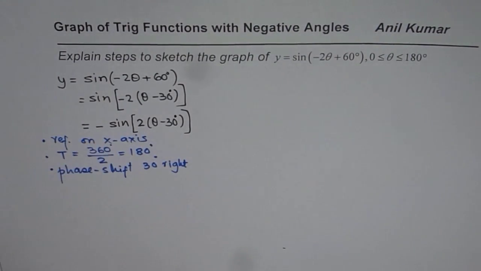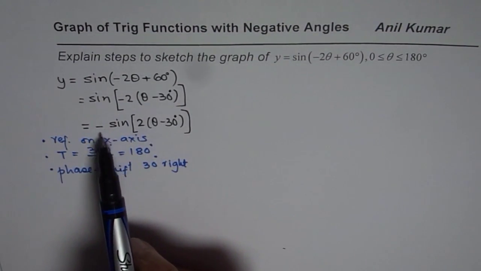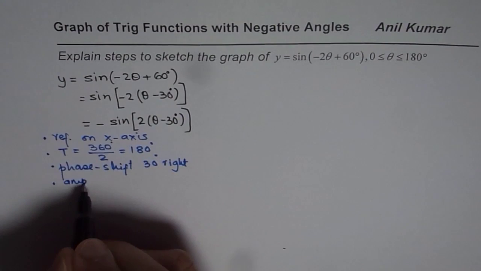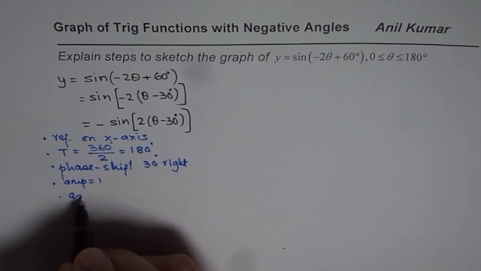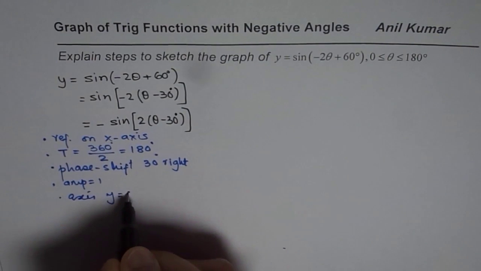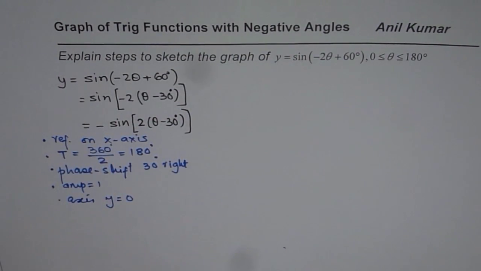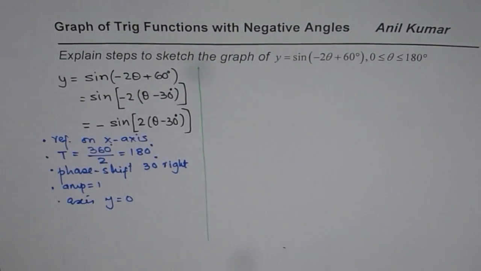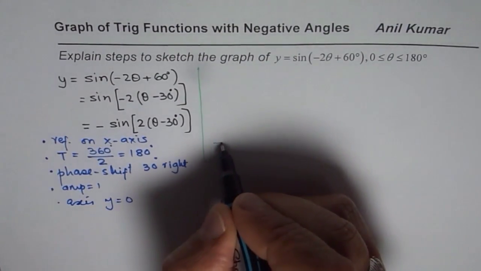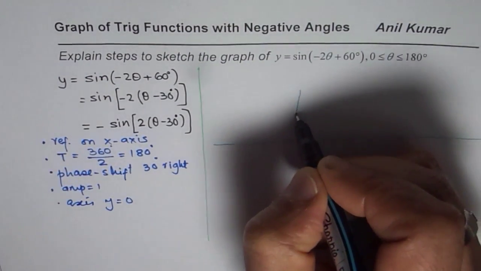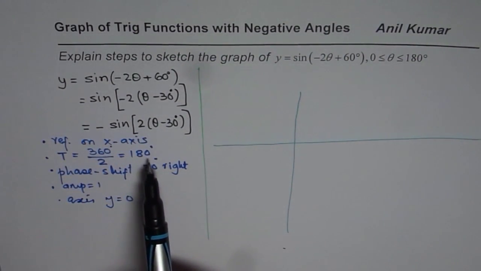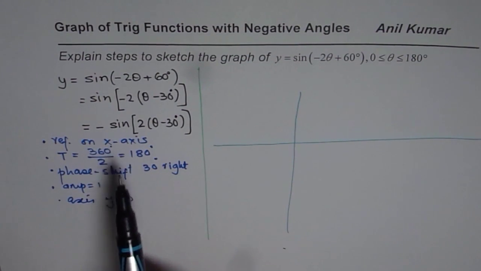Amplitude remains as 1 since there is no vertical stretch or compression, nor is there any vertical translation, so axis and amplitude, so we know amplitude equals 1, and we know axis is y equals 0, the default values, correct? Now with that knowledge, let us sketch the graph of this particular function. So let me use this space to sketch the graph. Now we have sine wave whose time period is 180 degrees and which is shifted 30 degrees to the right, reflected on x-axis.